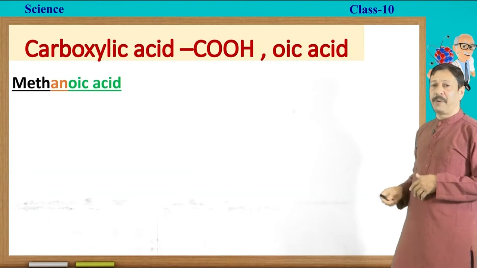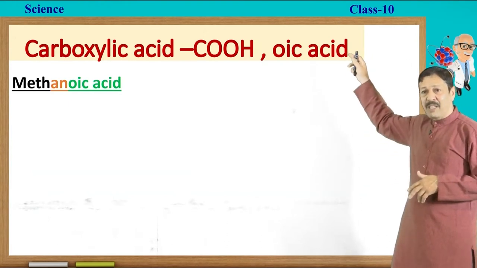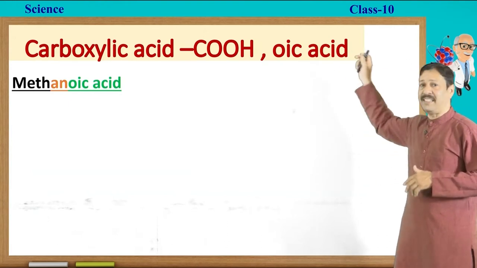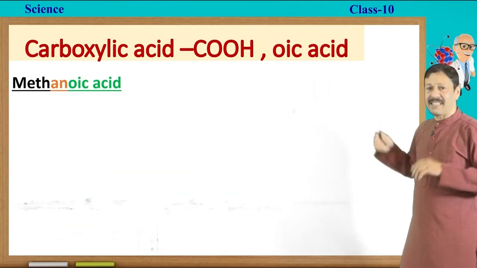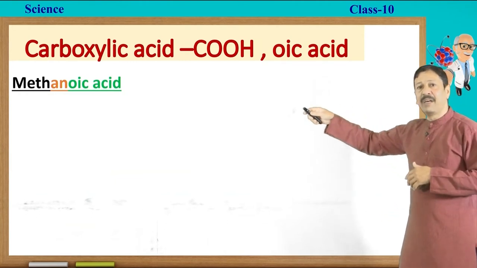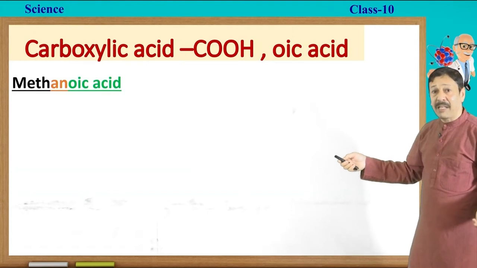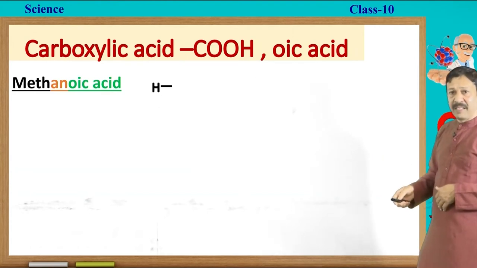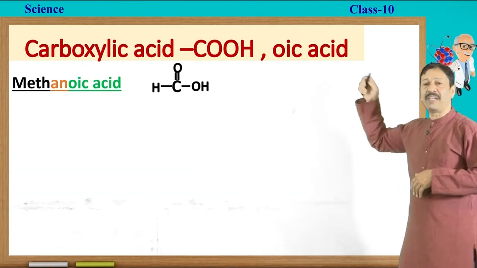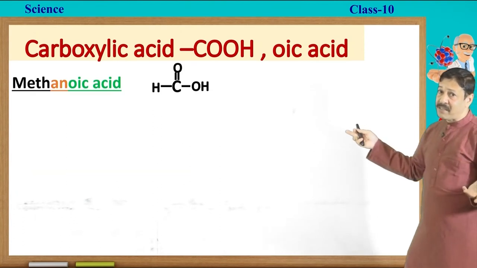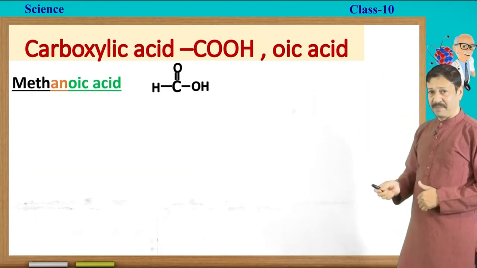Carboxylic acid. COOH group. And its name ends with OIC, oic acid, carboxylic acid. The first member of the series is methanoic acid. This is the structure of methanoic acid. How many carbons? Only one.